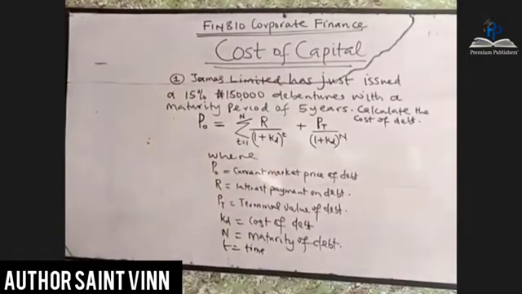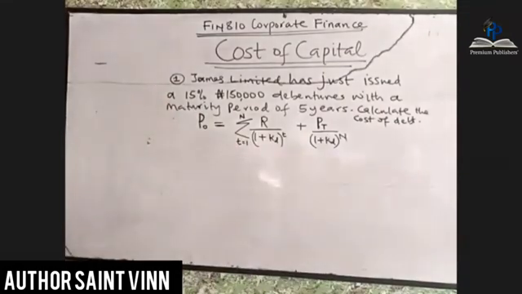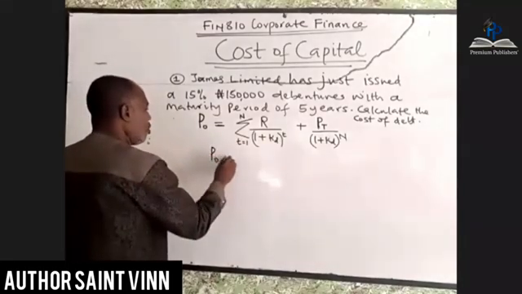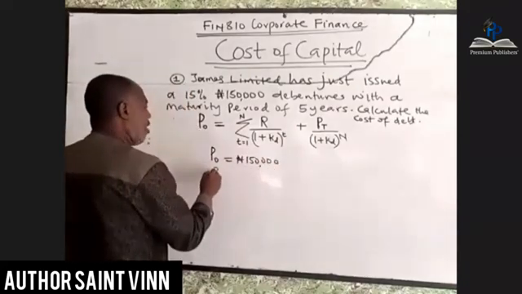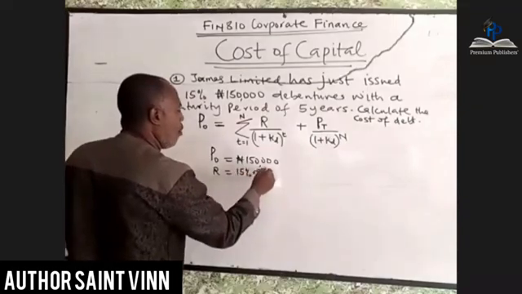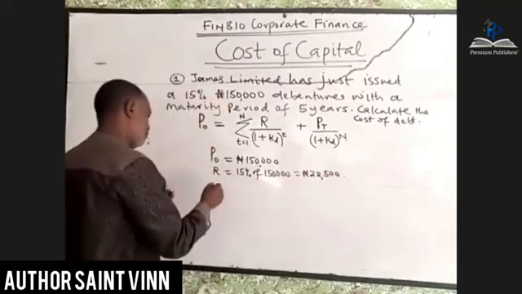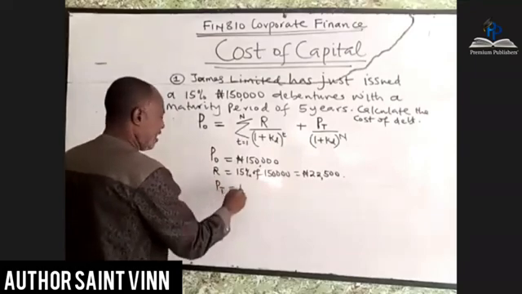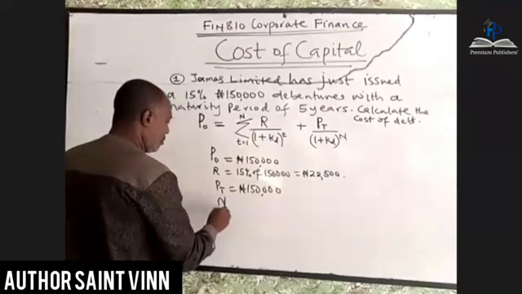Kg. Is the formula clear on the board? We're looking for Kg now, which is the cost of debt. I'll write on the board. Now the PO is the current market price, 150,000. Our R is 15% of 150,000, which is 22,500. That means you are following. PT is also 150,000, the terminal value, and it's 5 years.